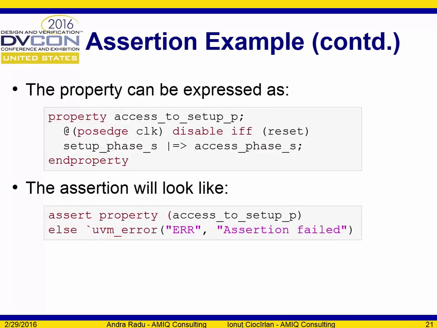Now that we have the sequences, we could also write the property much cleaner and much easier to understand. We just have the setup phase sequence, which will be followed the next clock cycle by the access phase sequence. The attached assertion would look like this. It will be attached to the property we have above, and if it does not hold, let's say it doesn't go from setup phase to access phase as we expected, it will issue an error message, and in this case we used the UVM error macro.